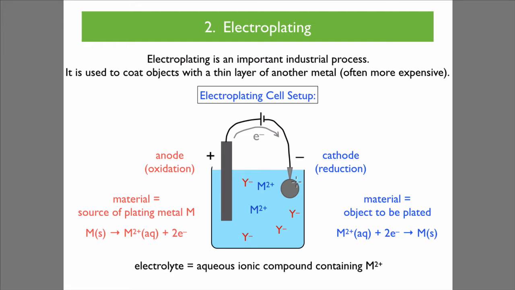The electrolyte is the aqueous ionic compound containing M2+. So this M2+ must be contained within the electrolyte. More of the M2+ comes in at the anode through oxidation, and then it goes over and plates this via reduction.